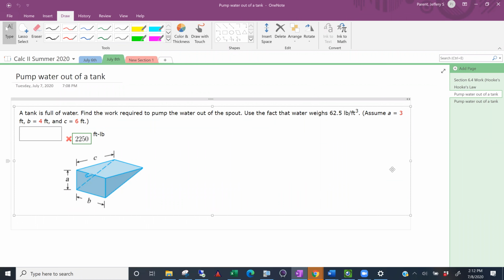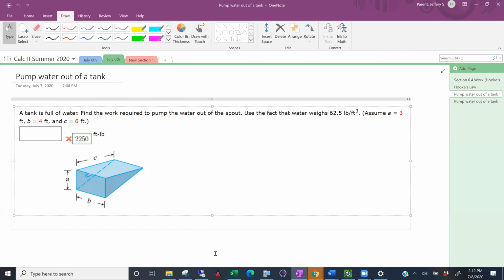So we're going to continue with work problems, work done by pumping a fluid out of some container or into some container. So in this case, we're trying to find the work to pump all the water in this weird looking shape out the top edge. So the dimensions are given: height of 3 feet, across top of 4 feet, and a depth of 6 feet.